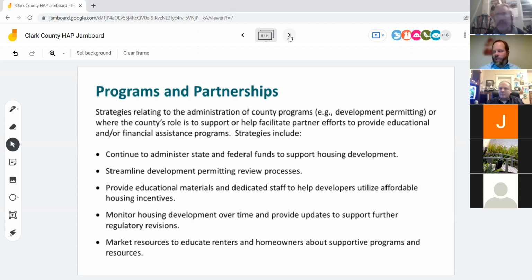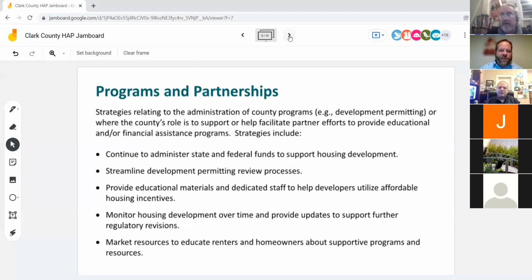All right, our next category is programs and partnerships. These are strategies related to administrating county programs like development permitting, or where the county's role is to support or help facilitate partner efforts to provide educational or financial assistance programs. So I mentioned earlier that the county already receives and distributes state and federal funding to its partners for various programs, something that the county intends to continue.